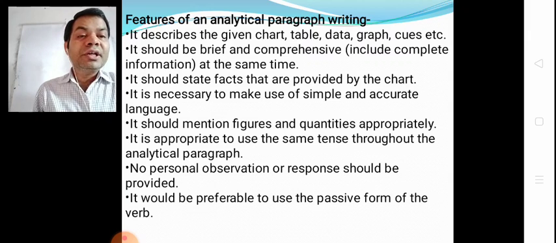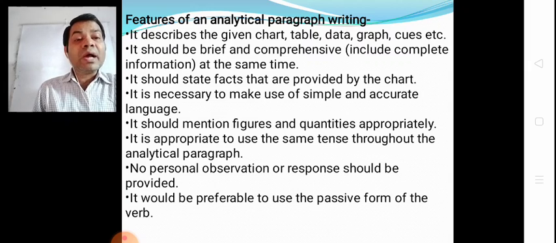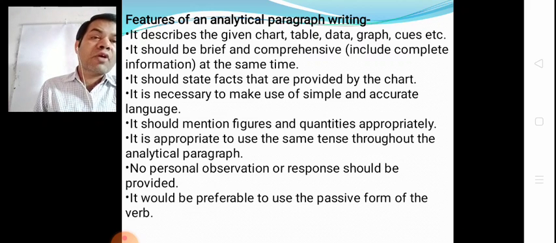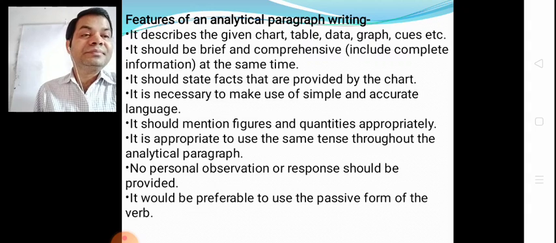It would be preferable to use the passive form of the verb. In an analytical paragraph, you had better use the passive form of the verb. You have to use passive voice while writing an analytical paragraph. Using passive voice is considered better.